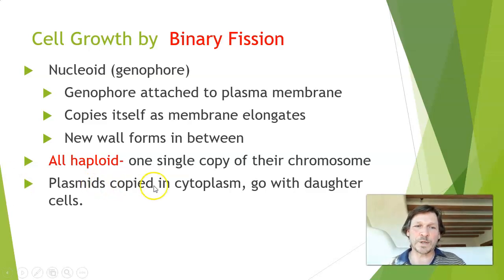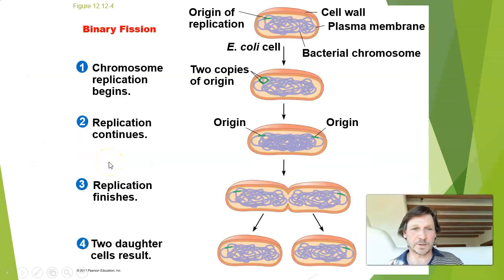Okay, and as I pointed out, plasmids are copied in the cytoplasm and go with the daughter cells, but they copy themselves, replicate themselves independent of binary fission. And so if one daughter cell happens to divide and its cytoplasm doesn't have a plasmid, it disappears. So they can be lost in this process.